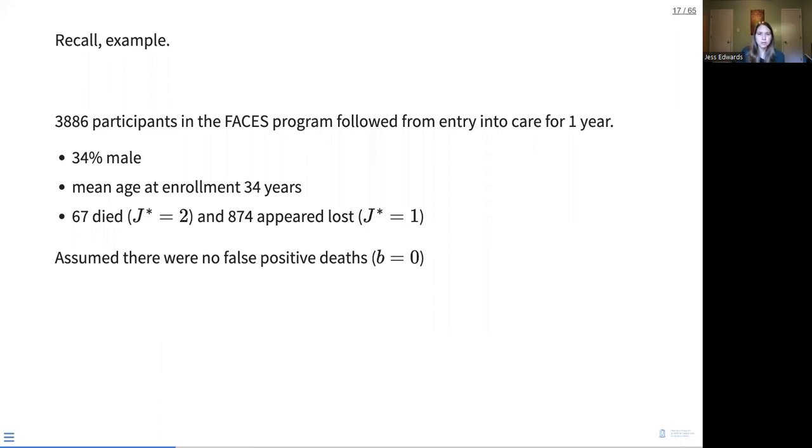So remember, I talked about an example early on where we have just under 4,000 participants in an HIV care and treatment program followed from entry into care for 1 year. They're about 34% male, and the mean age at enrollment was 34 years. And when we looked at just the observed data, it appeared that 67 had died and 874 had appeared lost to follow-up. And after discussing extensively with people involved in the collection of the data, they were pretty confident there were no false positive deaths. So we felt confident that B would be 0.